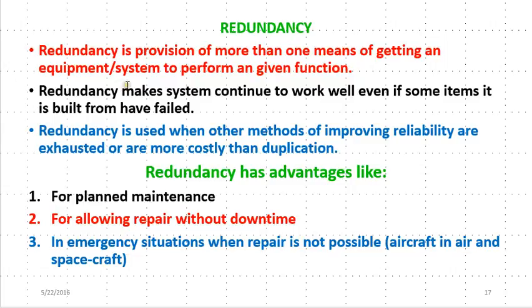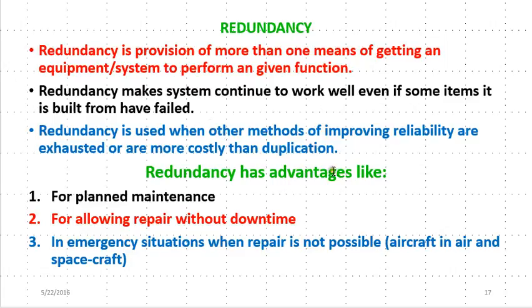And this redundancy makes a system continue to work even if one or some of the items have failed, because we have substitutes. Redundancy is used when other methods of improving reliability are exhausted. That is, it is not the first choice, it is not the best choice. If there is any way you can improve the reliability of your system without introducing redundant segments, do it. But if they are not there, then you can use redundancy. Or even if they are available, if you compare the cost of using redundancy and the cost of other methods, if the cost of redundancy is cheaper, you can employ it.